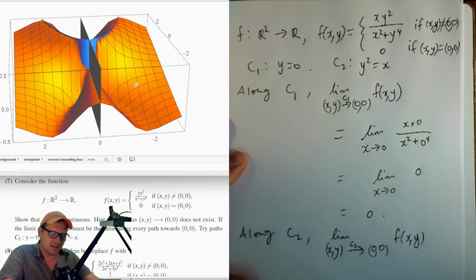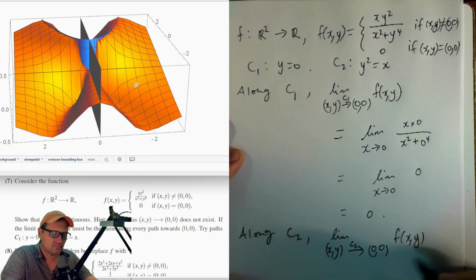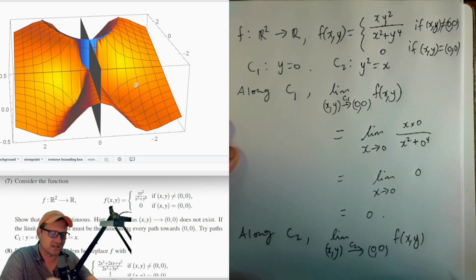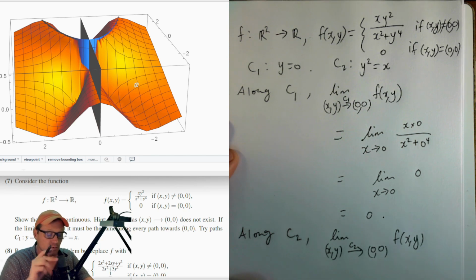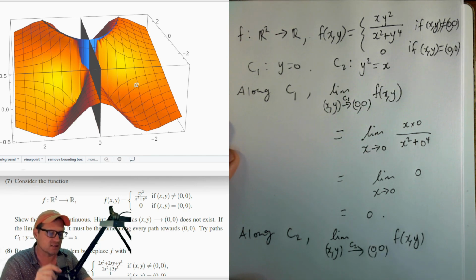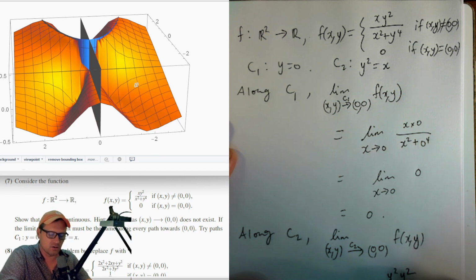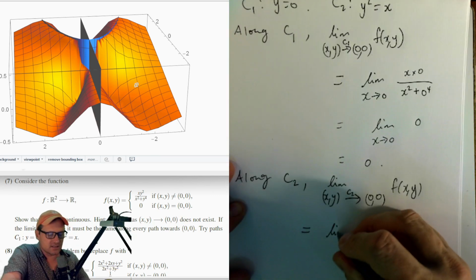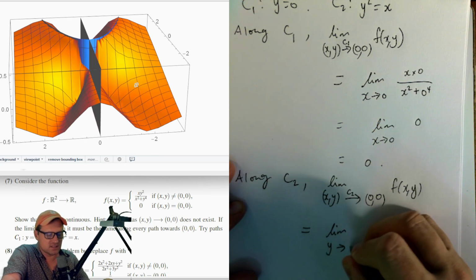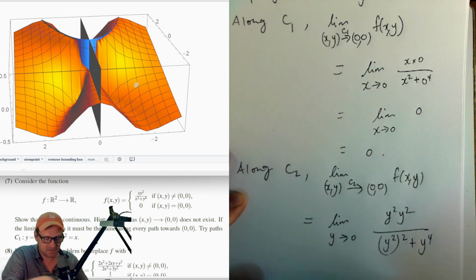Okay, so what we'll do first is take all of the x's and replace those with y squared. So we will have y squared times y squared over y squared squared plus y to the 4th, and this is the limit as y goes to 0. Okay, so let's simplify this.